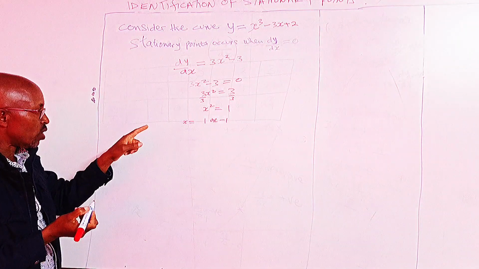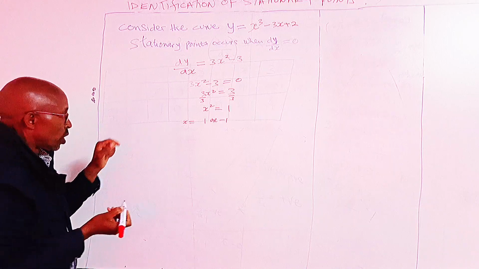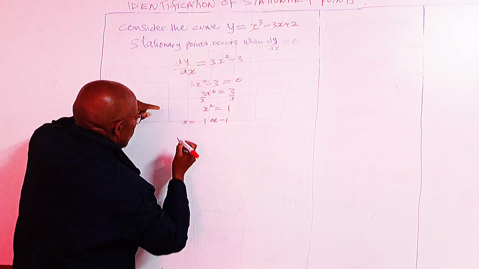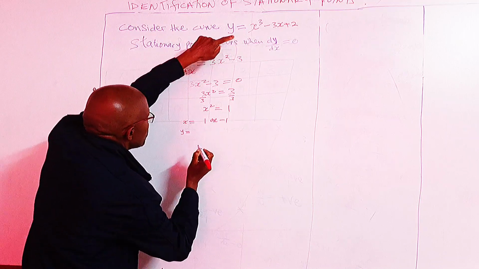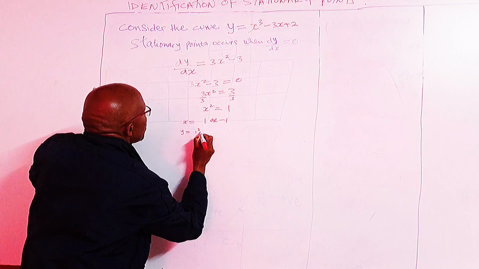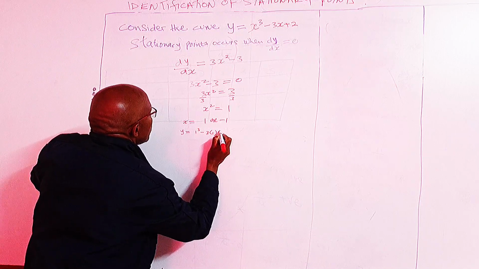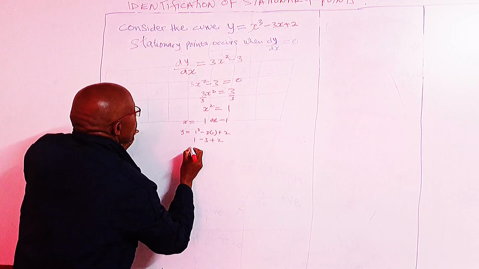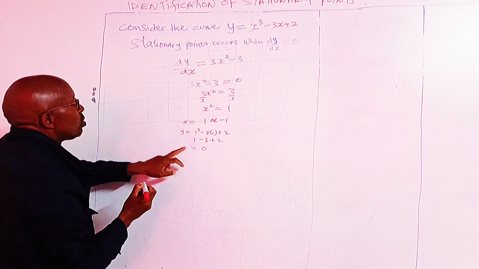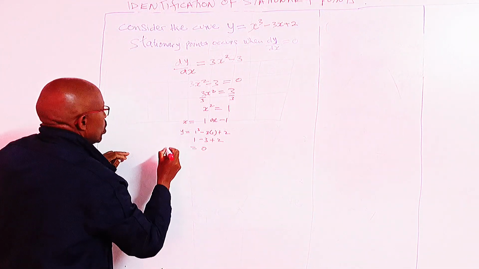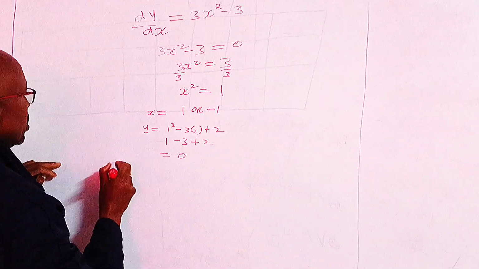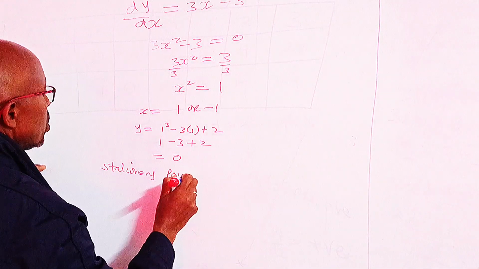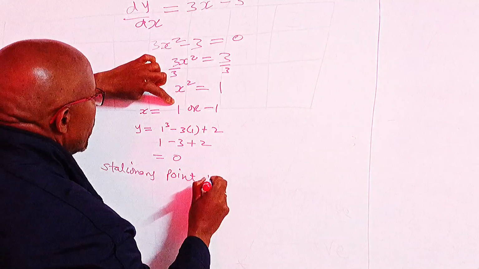So what will be the value of y when x is equal to 1, so that we get the stationary point? Our y will be equal to, substituting 1 there, 1 cubed minus 3 into 1 plus 2. So this will be 1 minus 3 plus 2, which is equal to 0. Therefore, the first stationary point is 1, 0.